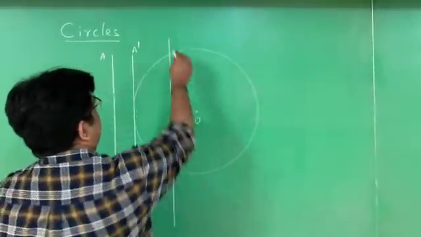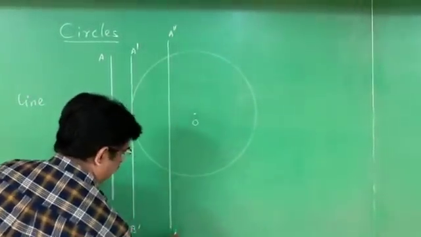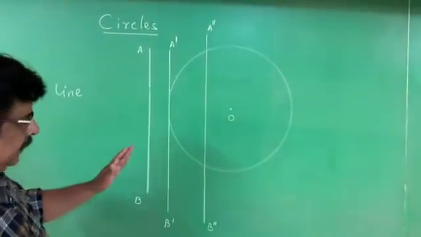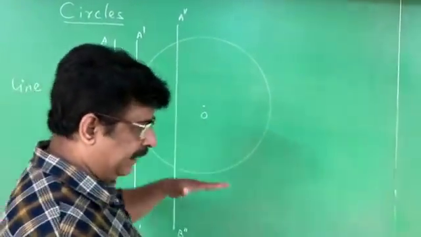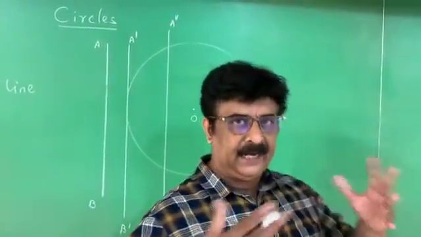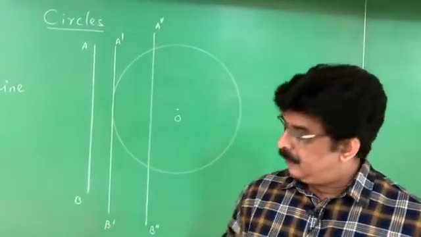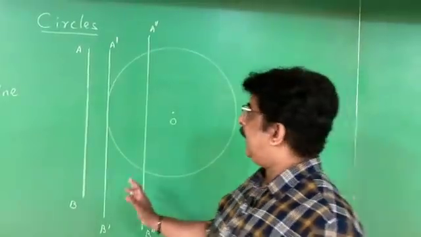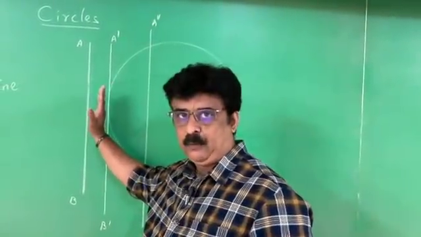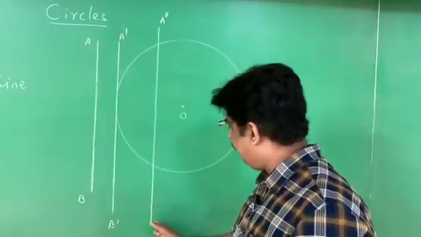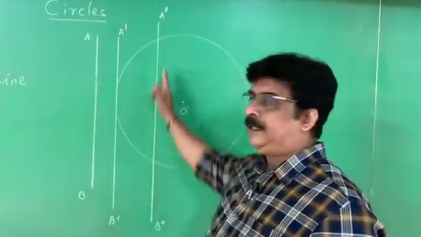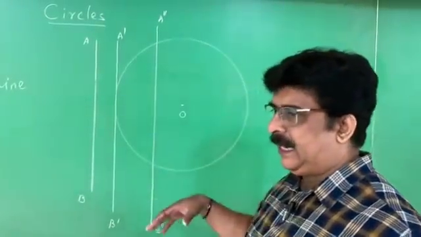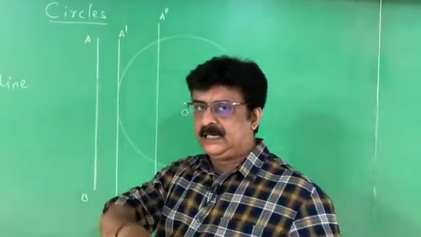I write this as A double dash, B double dash. Now see, when any line is there, that line can have three different types of relation with the circle. One is, the line may not have any relation. The line may come and touch the circle at one point, or that line may cut the circle at two distinct points. Other than that, we can't think of any relation between a circle and a line.